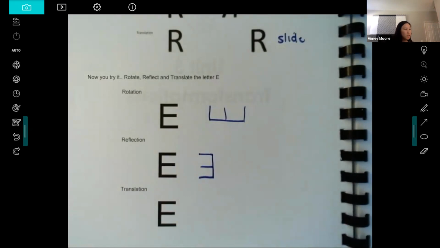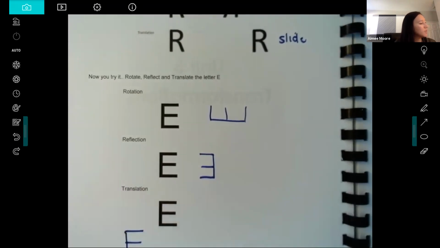And then the translation is a slide. So you could slide it to the right, to the right and down, to the right and up, to the left and up, to the left and down, wherever you want. So this would still be a translation. I slid it down and to the left.